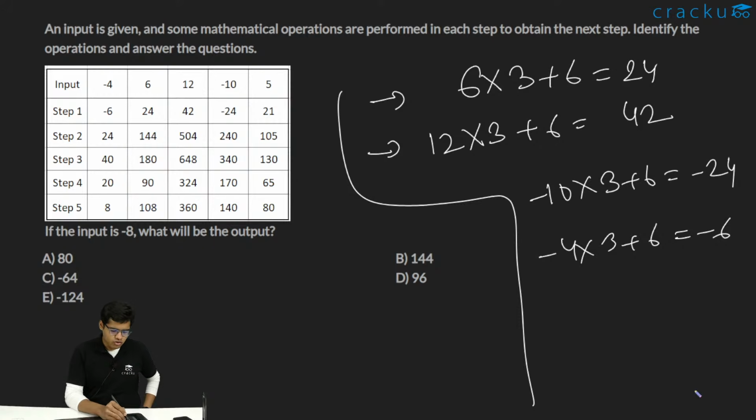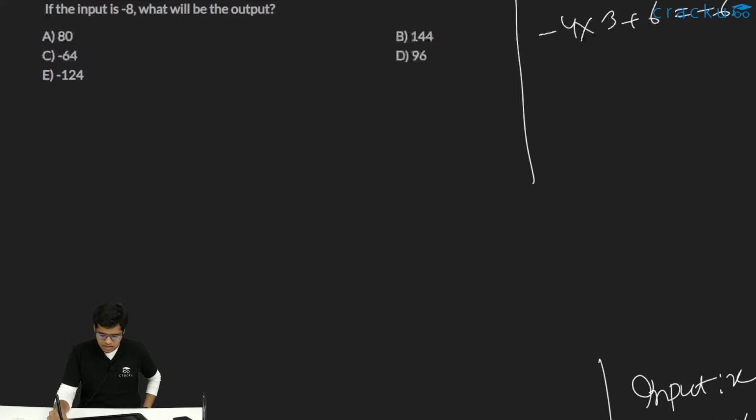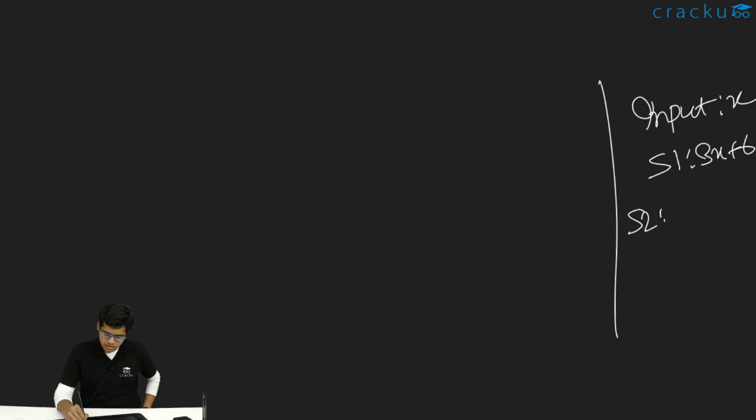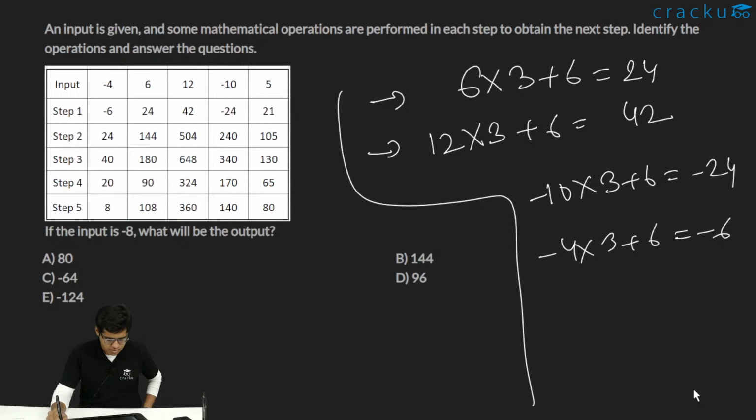You see 24. 24 is what? -6 into -4. 144 is what? 24 into 6. 504 is what? 42 into 12. 240 is what? -24 into -10. So step 2 is what? Input into step 1 value. So it is 3x square plus 6x. Step 3. If you see step 3, 24, 40. 24 plus 16 is 40.